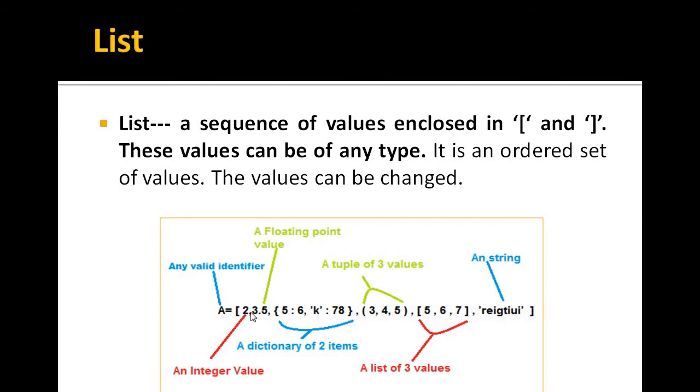A list can have any type of values. Here in this diagram you can see the first value is integer, second value is floating point value, third value is a dictionary, fourth one is a tuple, fifth one is a list, and next is a string. So all these values are just separated by comma and enclosed inside the square brackets. So you can count 1, 2, 3, 4, 5, 6. There are 6 items or 6 values of the list.